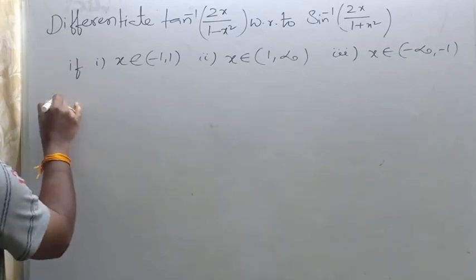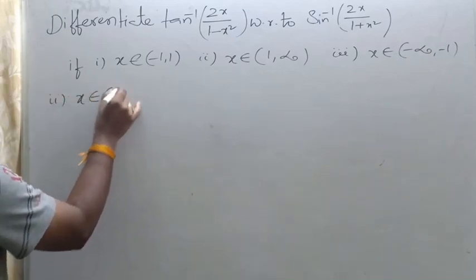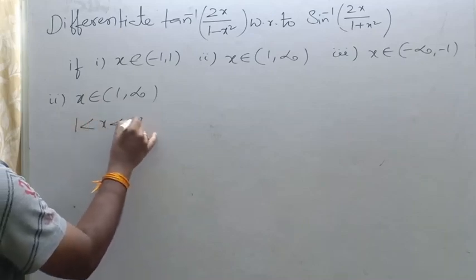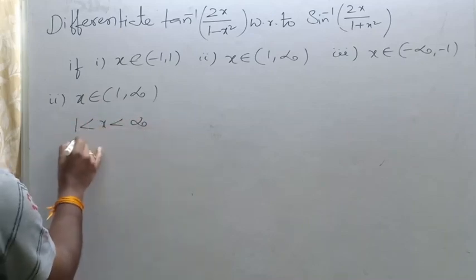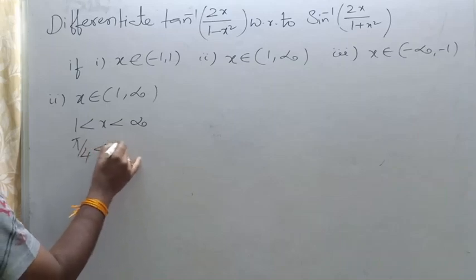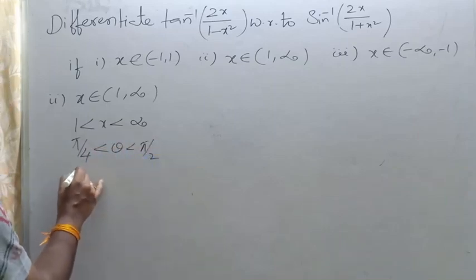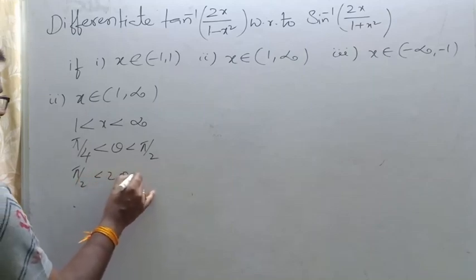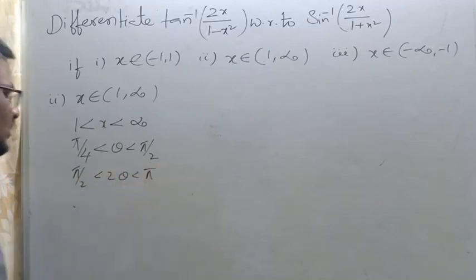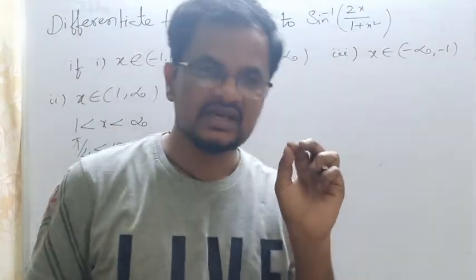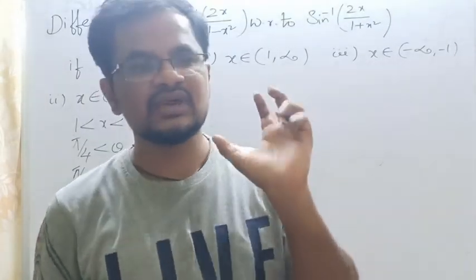Second condition is x belongs to 1 to infinity, means 1 less than x less than infinity. Apply tan inverse: pi by 4 less than theta less than pi by 2. Multiply by 2, so pi by 2 less than 2 theta less than pi. But it is not in the range of tan inverse and sine inverse also. So we have to change this one.